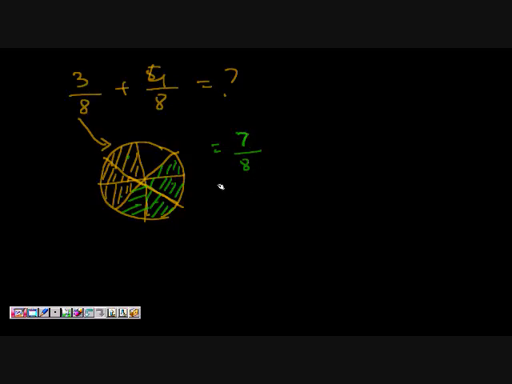Now let's consider one more example. 5 by 9 plus 2 by 9. So again, if you follow the previous examples, if you just add the numerators together and keep the denominator the same, you'll get the addition of this fraction. So 5 plus 2 is 7, and keep the denominator the same. So 7 by 9. So 5 by 9 plus 2 by 9 is 7 by 9.